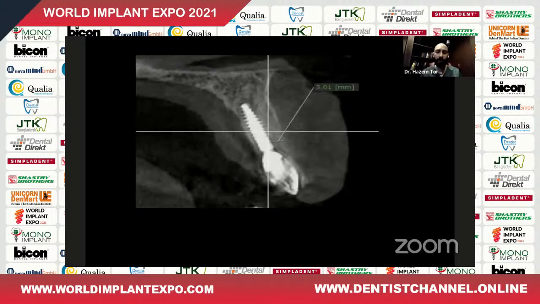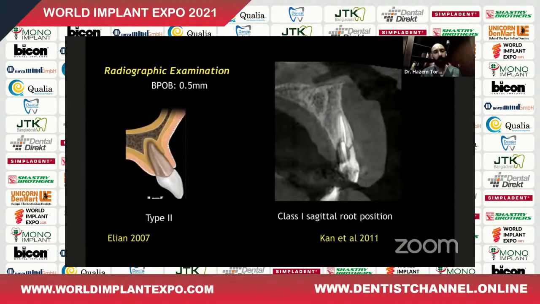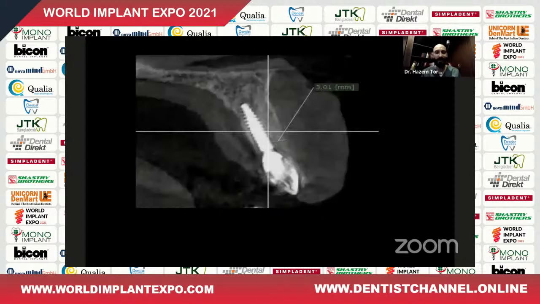So this is the image of the cone beam X-ray after we placed the implant and went for immediate loading. And this is the follow-up X-ray after 3 months of temporization. You can see how thick the buccal plate became. We started with around 0.3 millimeters of buccal plate thickness, and we ended up with 3 millimeters. This would only have happened if we were able to place the implant in a palatal position to provide enough room for the new buccal plate formation.